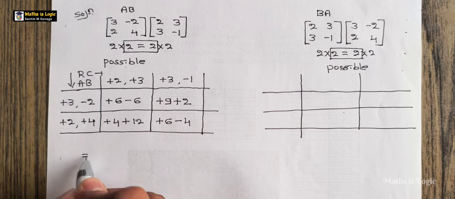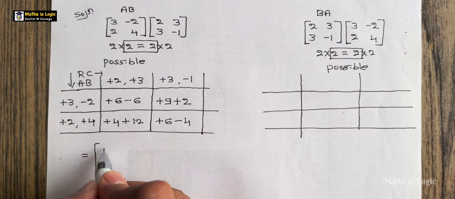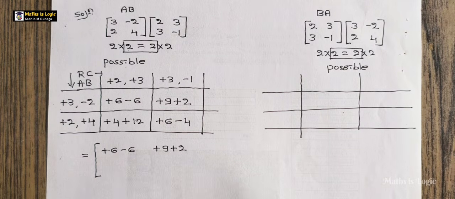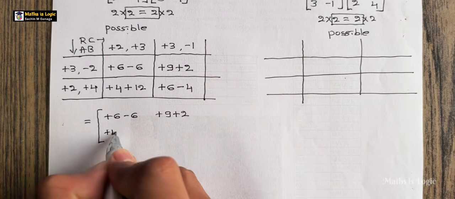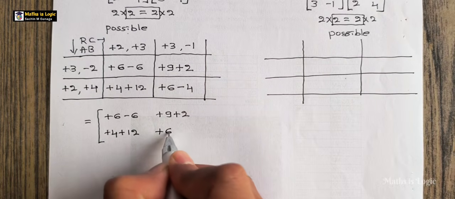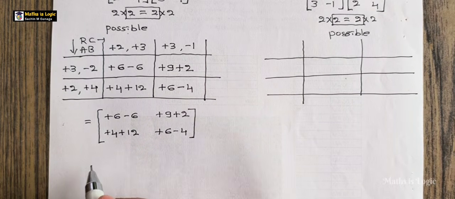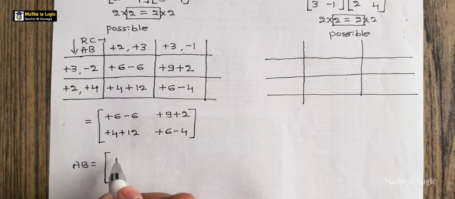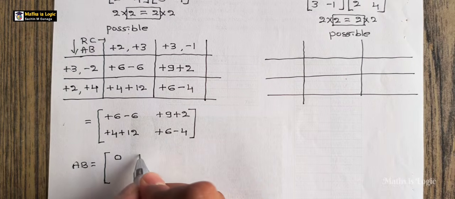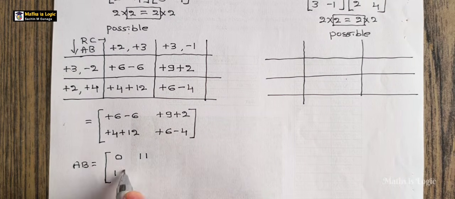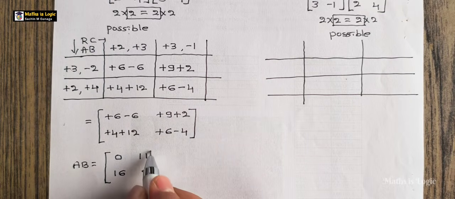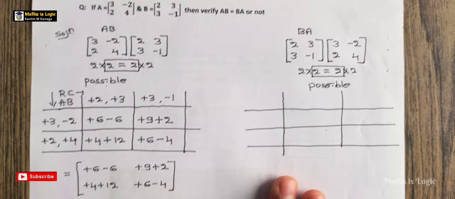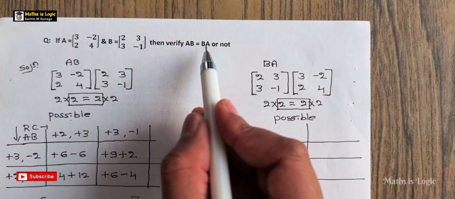Therefore rewrite in matrix form. So this is plus 6 minus 6 plus 9 plus 2. Next plus 4 plus 12 plus 6 minus 4. So use the calculator. Therefore AB value is equal to plus 6 minus 6 is 0, 9 plus 2 is 11, 4 plus 12 is 16, 6 minus 4 is 2. So this is the value of AB. So after finding AB, next we need to find out the value of BA.